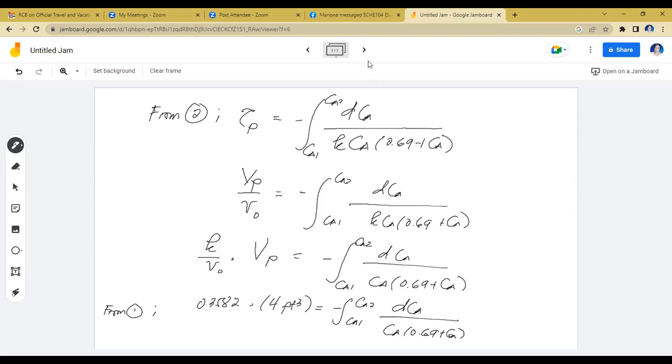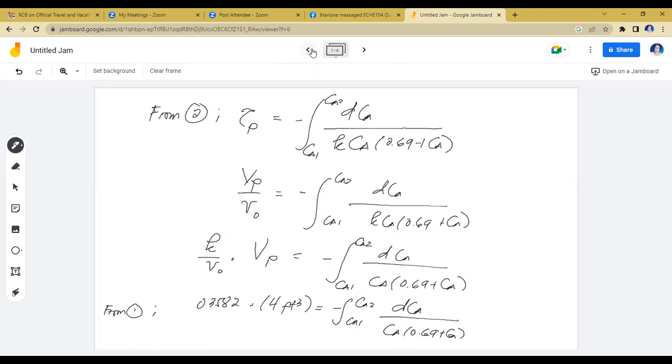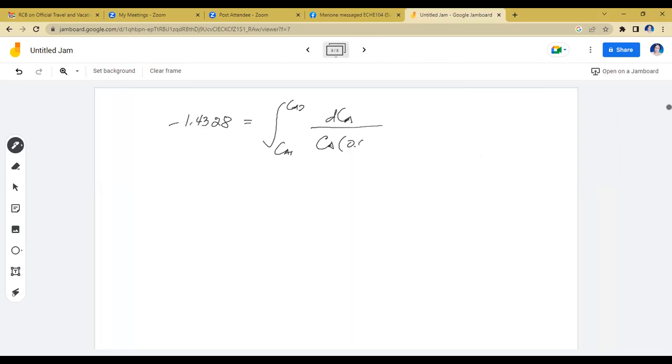Okay, if you have taken a screenshot of that, the 0.3582, if you multiply it by 4 feet, 0.3582 times 4, should give you 1.4328. And I place the negative there, so I won't keep on writing the negative on that side. So you'll have negative 1.4328 now equal to the integral from Ca1 to Ca2 of dCa over Ca times what is our previous equation here? 0.69 plus Ca to be exact.